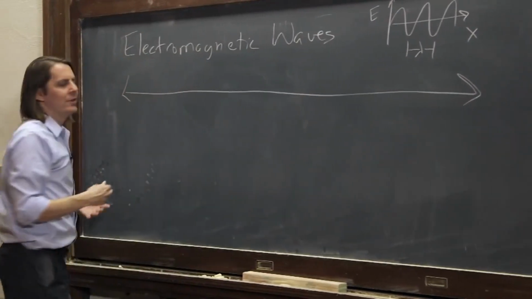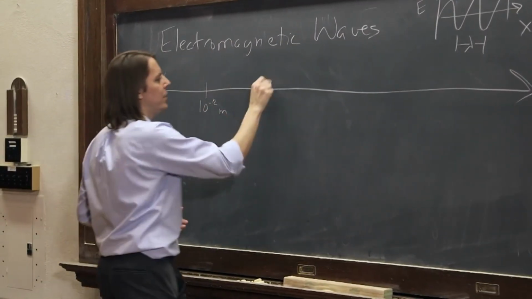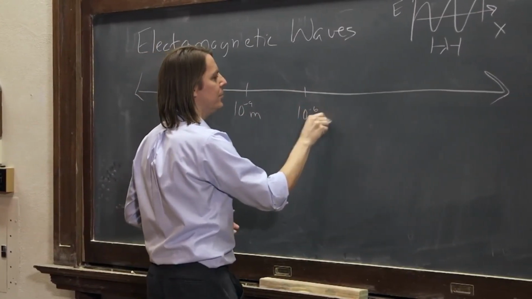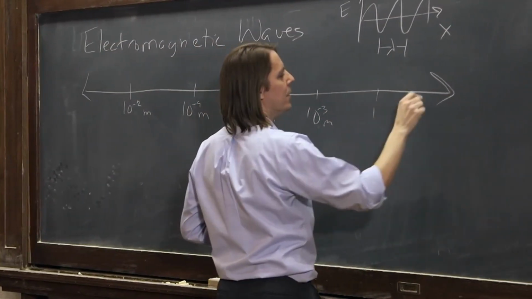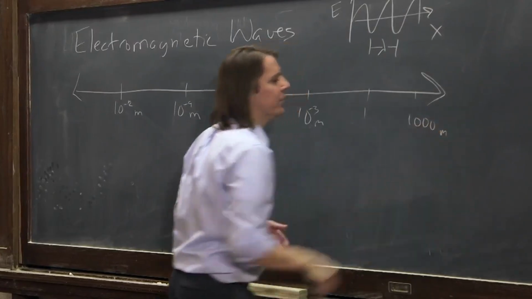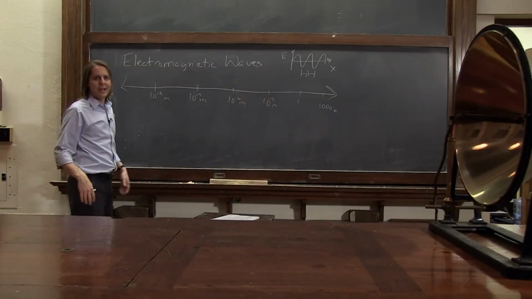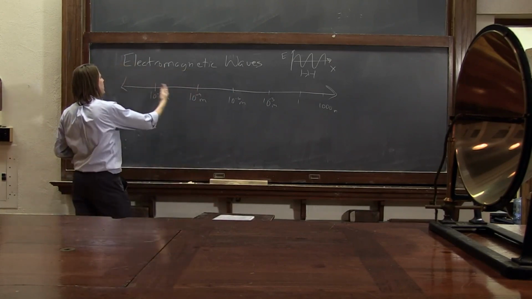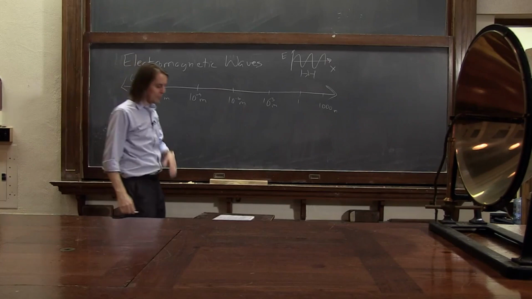So we can start way down here. A lot of them have short wavelengths, 10 to the minus 12 meters, 10 to the minus 9 meters, 10 to the minus 6 meters, 10 to the minus 3 meters, 1 meter, 1,000 meters. Electromagnetic waves have been observed at this huge range of wavelengths. And that's why they seem very different. They behave very differently. If you are at really short wavelengths, these are gamma rays that we see from space. Very high energy, if you think of them as particles.